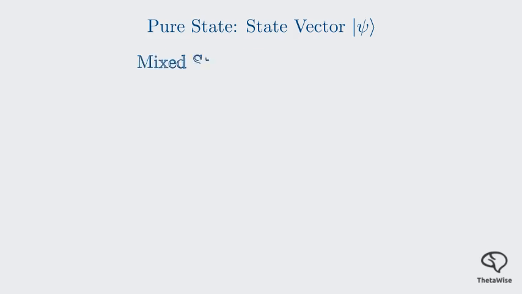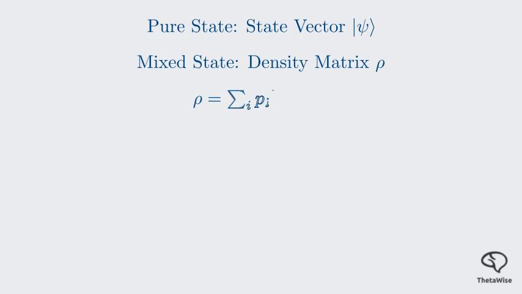For these mixed states, we use a more powerful tool called the density matrix, represented by the Greek letter rho. The density matrix is a square matrix that provides a complete statistical description of a quantum system. It's a weighted average of the pure states the system could be in. Mathematically, it's defined as a sum over possible pure states, where p_i is the probability of finding the system in the pure state psi_i. The density matrix is the central object in quantum thermodynamics.